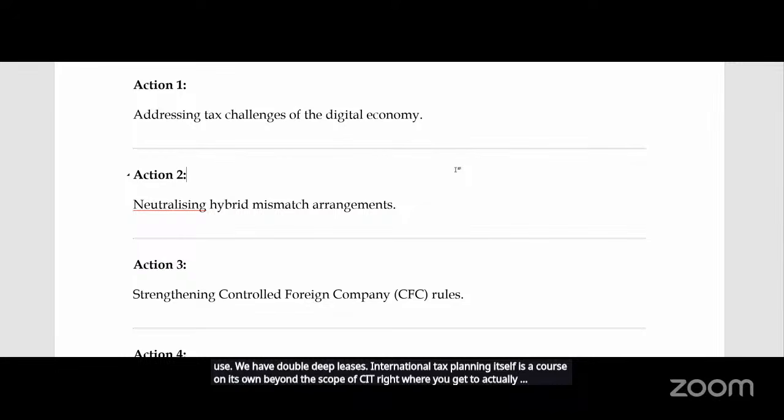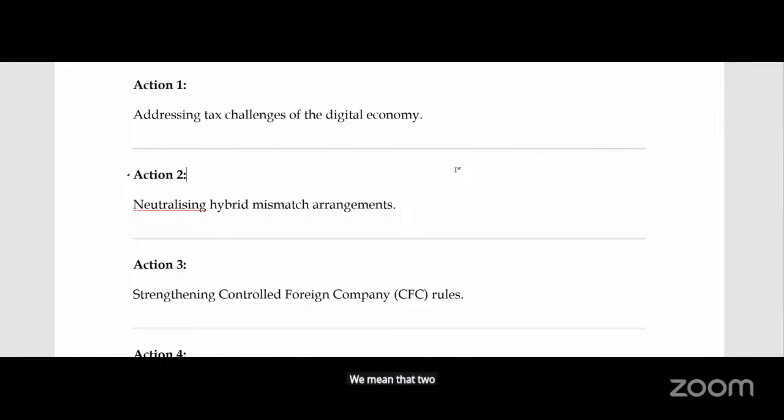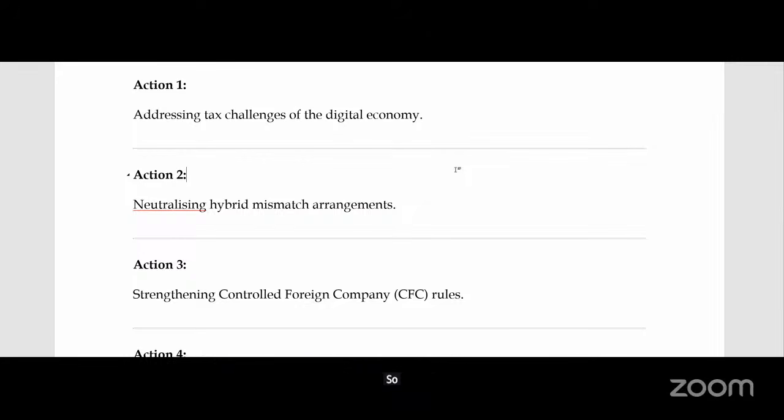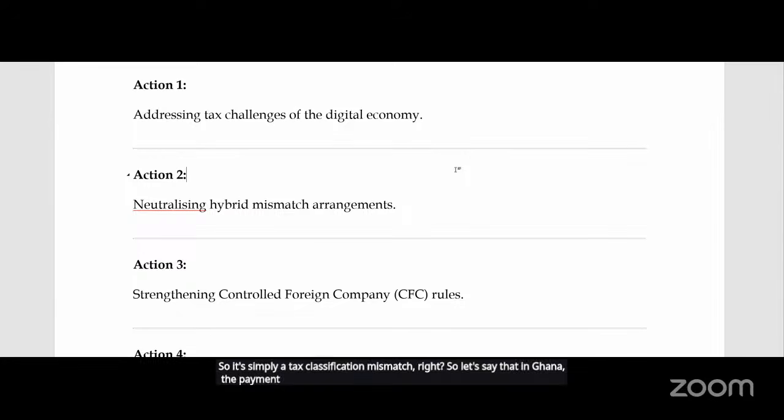So when we say hybrid mismatch arrangement, we mean that two countries treat the same transaction or financial instrument differently for tax purposes, right? That can create an unintended tax advantage. So it's simply a tax classification mismatch, right? So let's say that in Ghana, the payment is an expense, but in the UK, the payment is not taxable at all. So at the end of the day, you get an expense which reduces your tax.